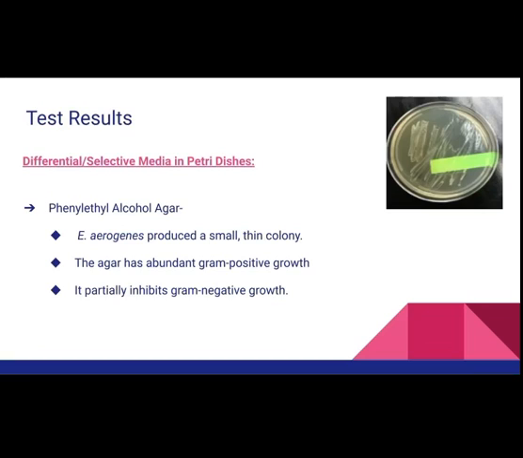The phenylethyl alcohol agar was very beneficial in identifying my microbe. It inhibits gram-negative bacteria and is very abundant in gram-positive bacteria. And so because I had a very thin, small colony, I knew it confirmed that I had a gram-negative bacteria.